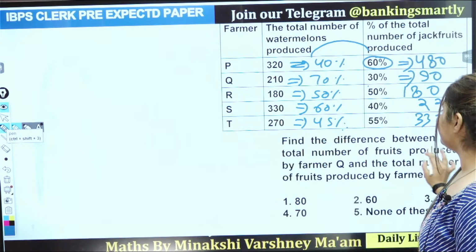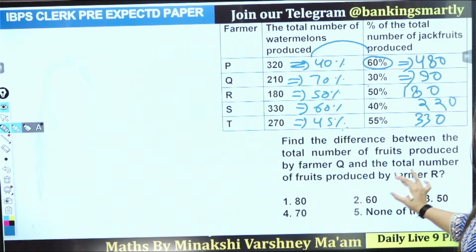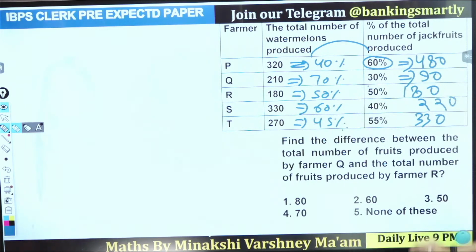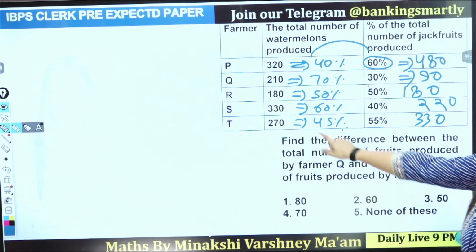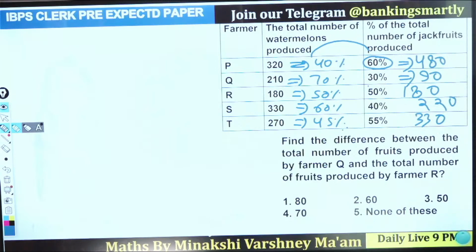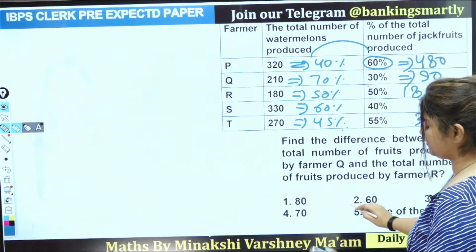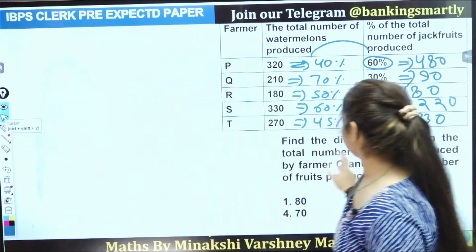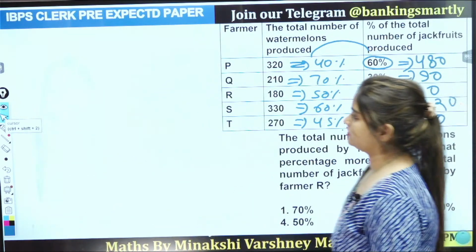What is the difference between the total number of fruit produced by farmer Q and R? Total fruits by Q are 210 plus 90, that is 300, and the total number of fruit by R is 18 18, 360. So 360 minus 300, that means 60 is the correct one. Without pen and paper. Next, do this question.